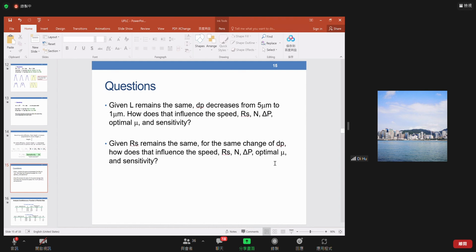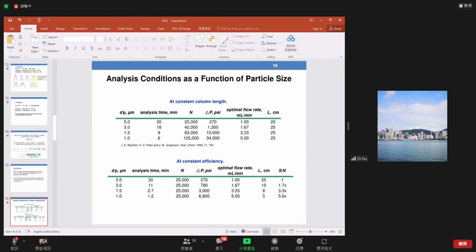So if your instrument can't handle a high pressure drop, and you're okay sacrificing some resolution, then what is that case? That is the point about how we explain that. What is the condition at constant column length? What is the condition at constant column efficiency?